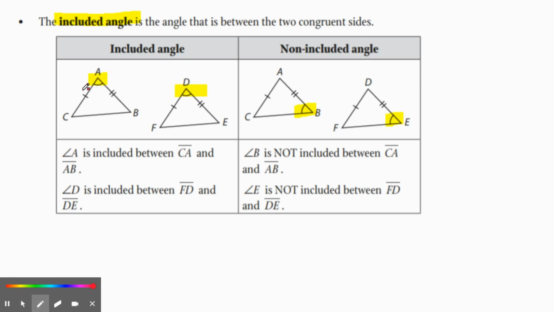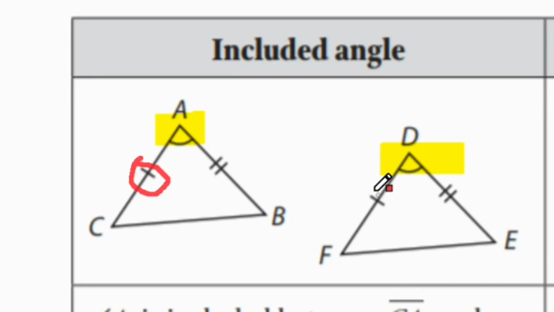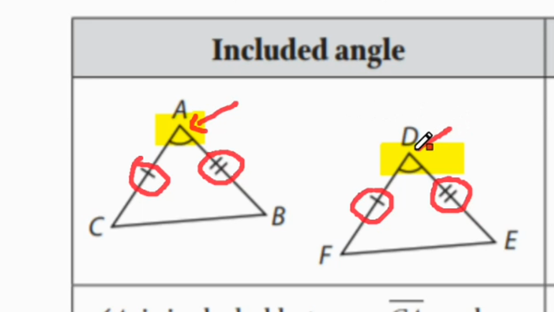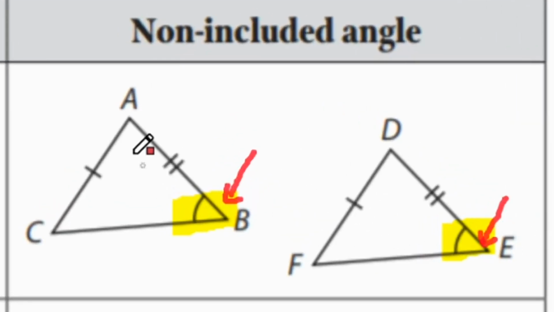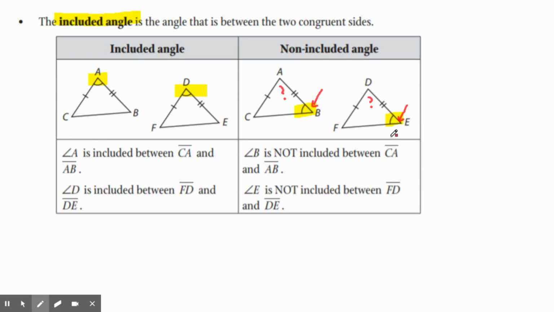Notice how I have line segment AC is congruent to line segment DF. I also have line segment AB is congruent to line segment DE. And now notice how the angle is in between the 2 corresponding sides that are congruent. In the second triangle, we have an example of where the angle is not included. Notice there it says nothing about angle A and angle D, which would have been the included angle. Rather, B and E is not an included angle.